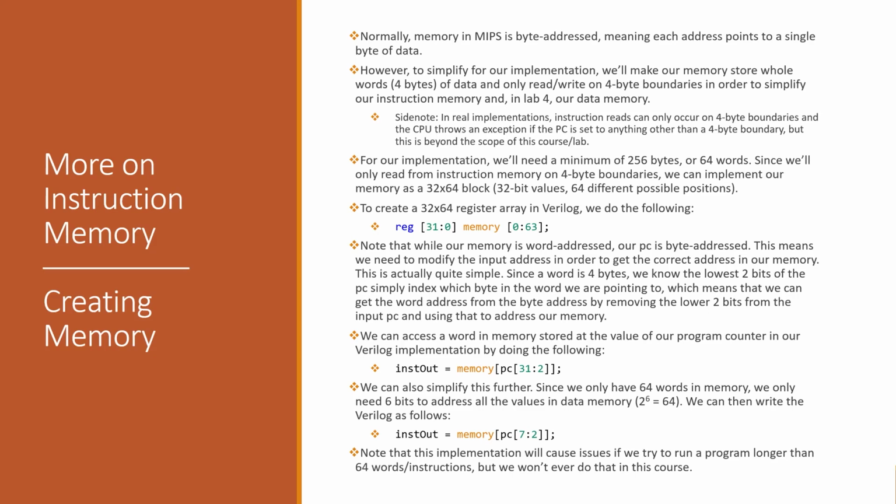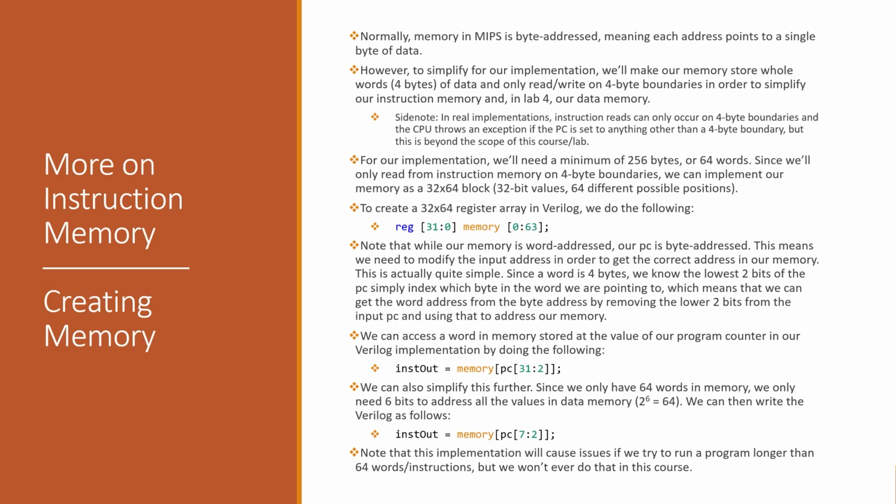To create a 32 by 64 register array in Verilog, we do the following: reg [31:0] memory [0:63]. This defines a 32 by 64 register array named memory. Note that while our memory is word addressed, our PC is still byte addressed. This means that we need to modify the input address in order to get the correct address in our memory. The process for this is actually quite simple.